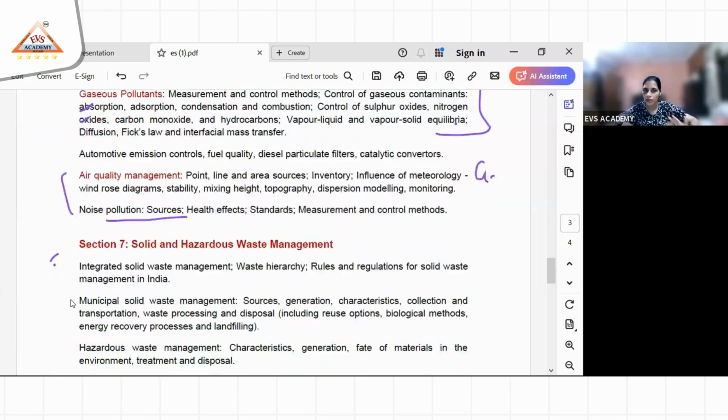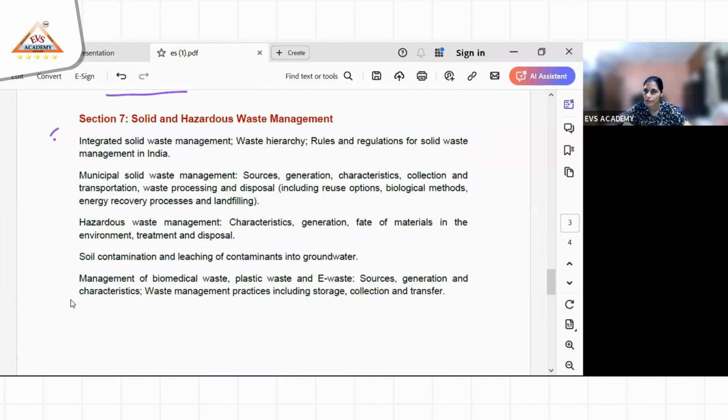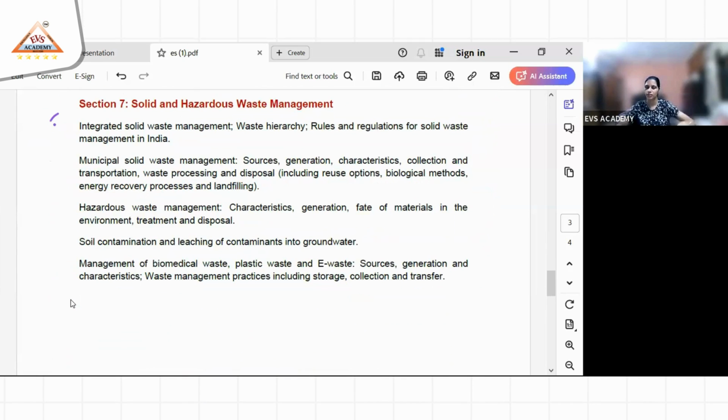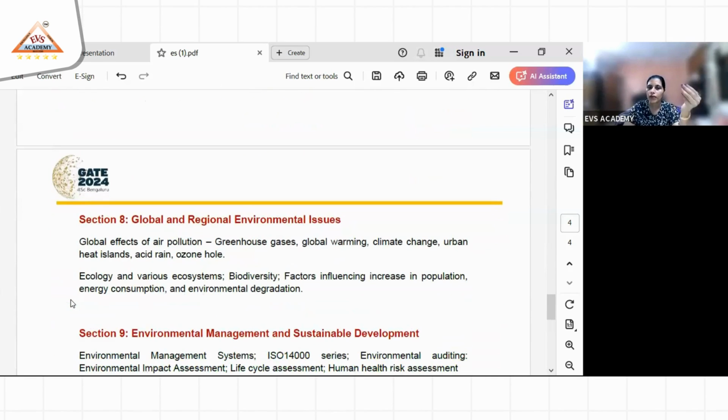Seventh unit is solid and hazardous waste management. It includes municipal solid waste management, hazardous waste, its management and characteristics, soil contamination, biomedical waste, plastic, and e-waste. It is also a very theoretical unit. Next is global and environmental issues.